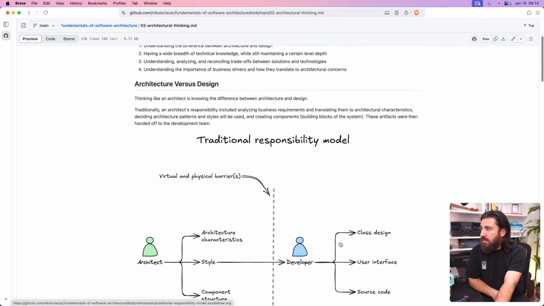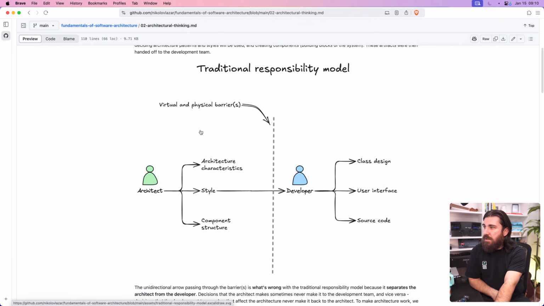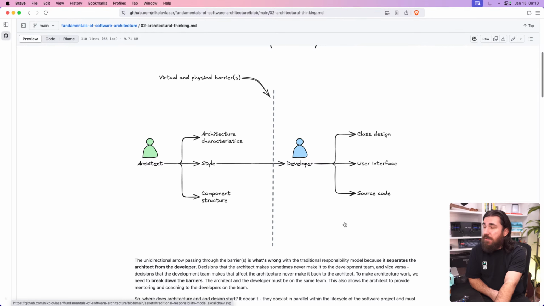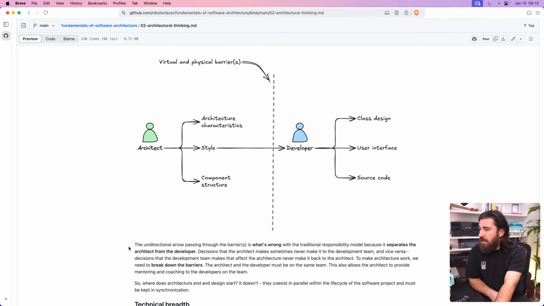And the traditional responsibility model that divides architecture from design is broken. It doesn't work. The issue is the unidirectional arrow that passes through these both virtual and physical barriers. That's what's wrong with this setup, because it separates the architect from the developer. For example, decisions that the architect makes sometimes never make it to the development team, right?